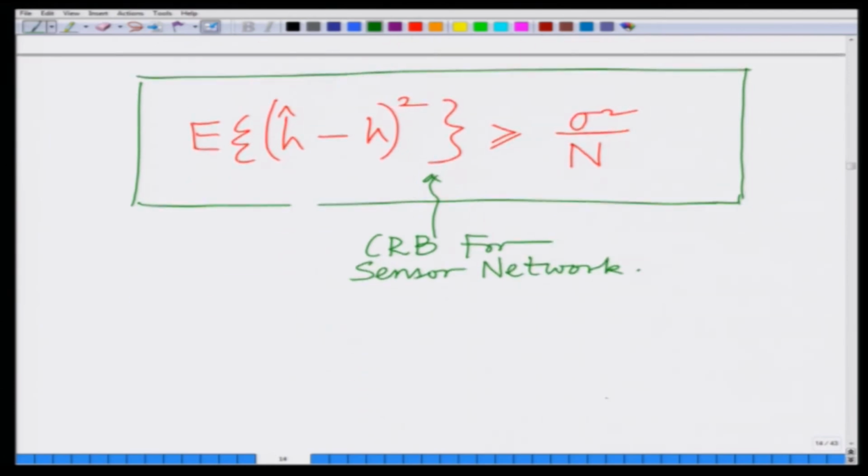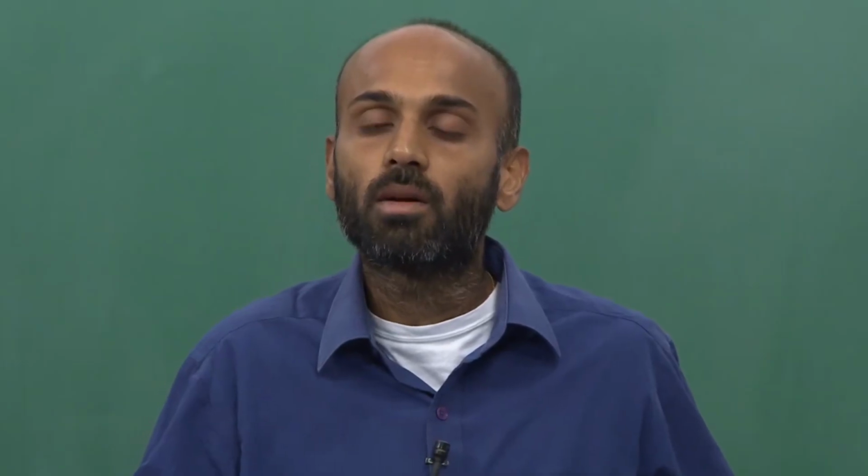So, we have derived the Cramer-Rao bound, which is the minimum variance achievable by any unbiased estimator, and we have demonstrated that it is equal to sigma square divided by n. So, the variance of any estimator which yields an unbiased estimate of the parameter h has to be necessarily greater than or equal to this quantity sigma square by n, which is the Cramer-Rao bound.